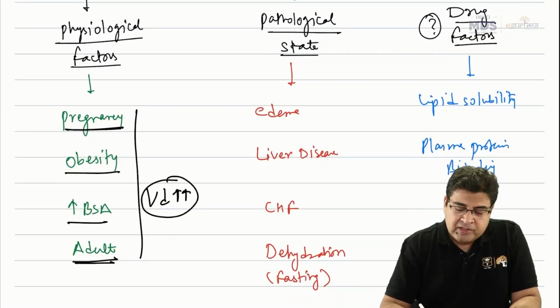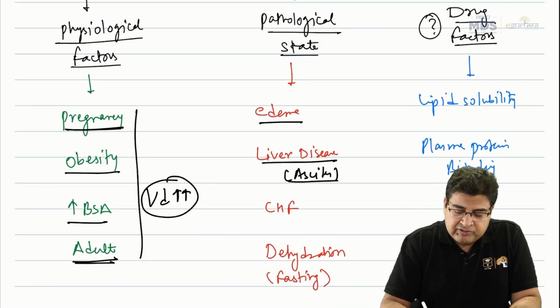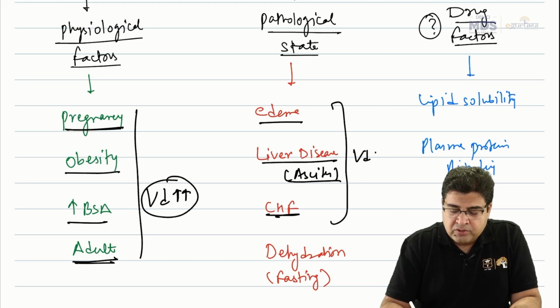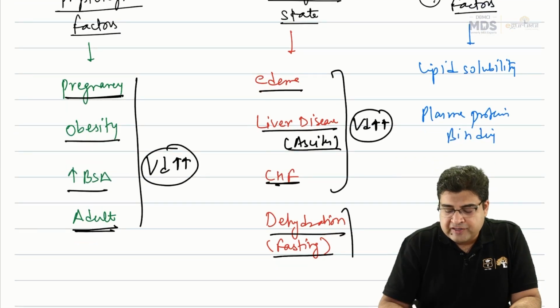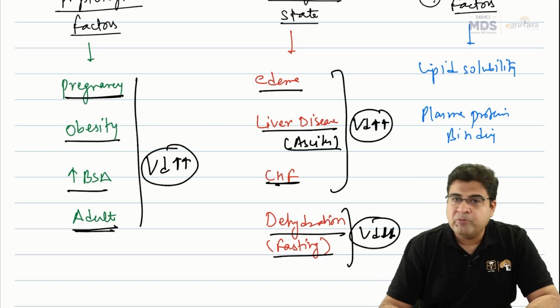In the pathological state, when the patient has edema, liver disease, ascites, or congestive heart failure, the plasma volume is more, so the volume of distribution is more. But in patients with dehydration or fasting, the patient is taking less water, so the patient will have less volume, so the volume of distribution is low.